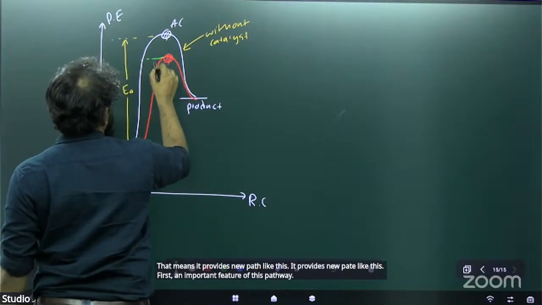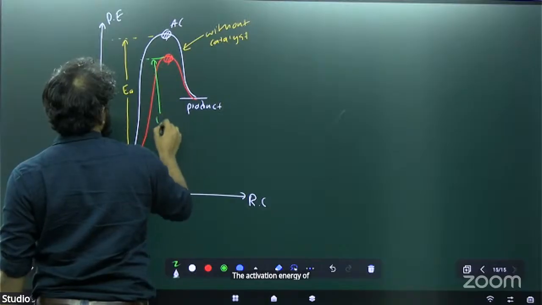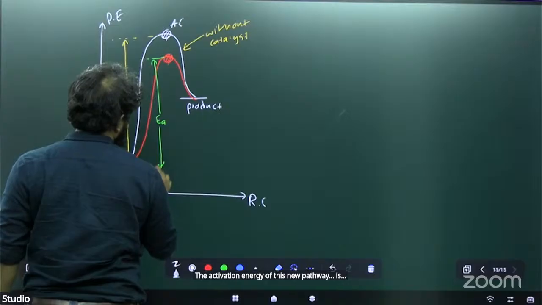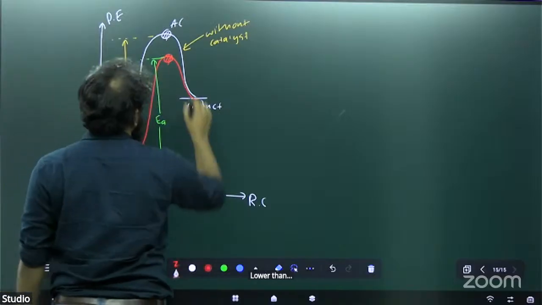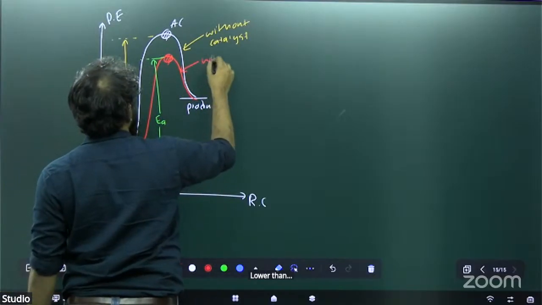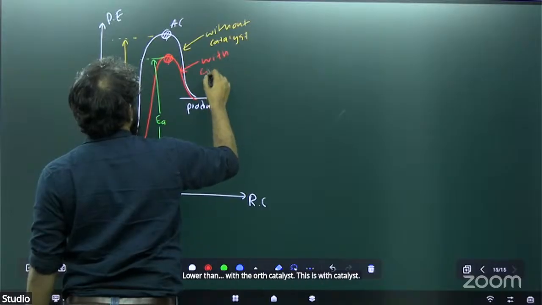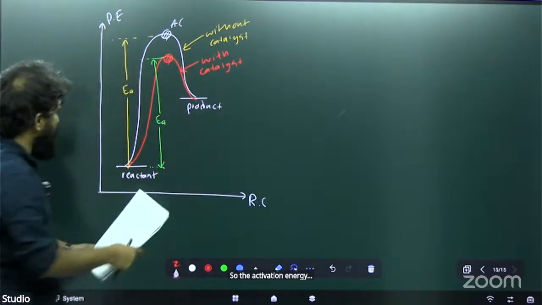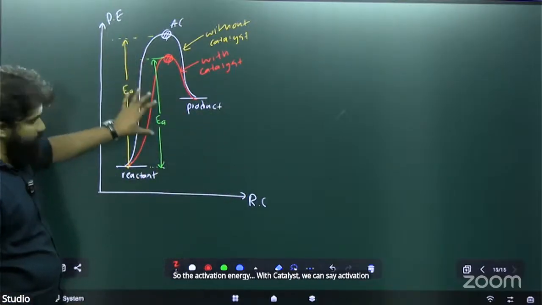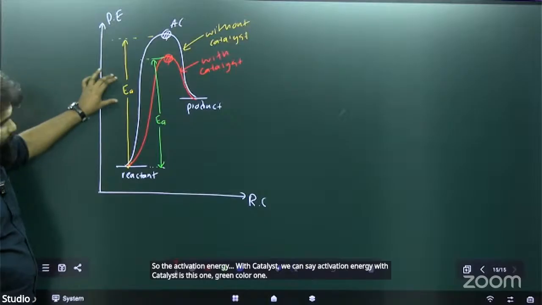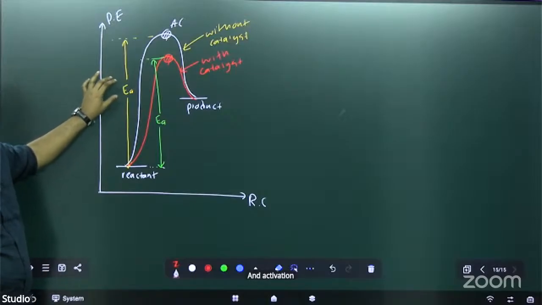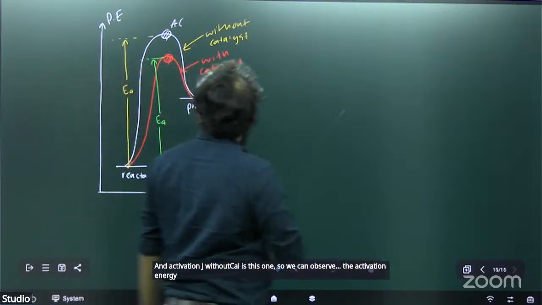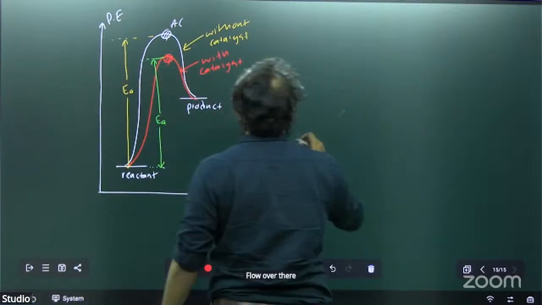The activation energy of this new pathway is lower than without catalyst. This is with catalyst. So the activation energy with catalyst is this one, the green color one, and the activation energy without catalyst is this one. So we can observe the activation energy with catalyst is lower than the other one, right?